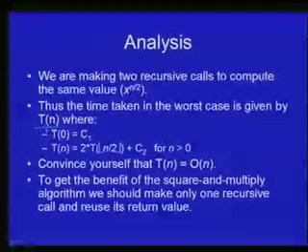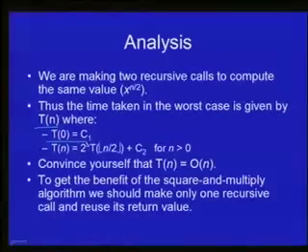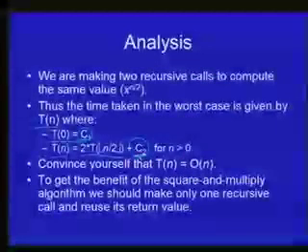So let's denote the time taken to be T(n), where n is the exponent. When n is 0, clearly the time taken is a constant, some constant C1, and for n greater than 0, T(n) is 2 times T(n by 2), because we are calling the function power(x, n by 2) twice, plus a constant. This constant would be the time taken to multiply x to power n by 2 into x to power n by 2, and so on and so forth. As I said, the actual values of the constants C1 and C2 are not really important.